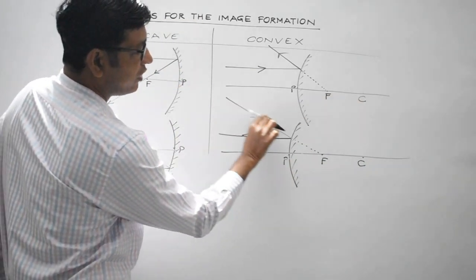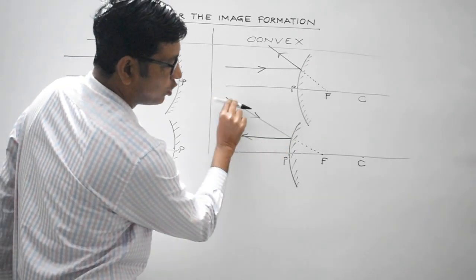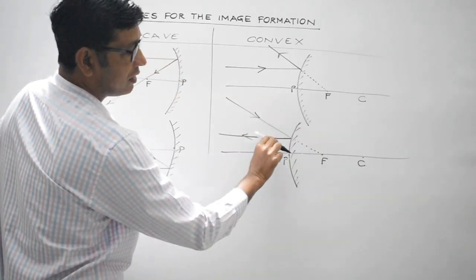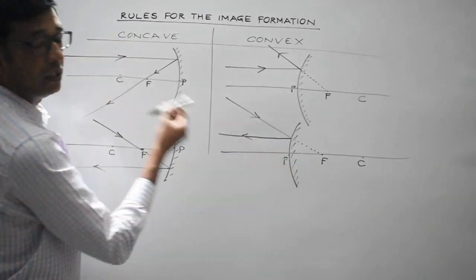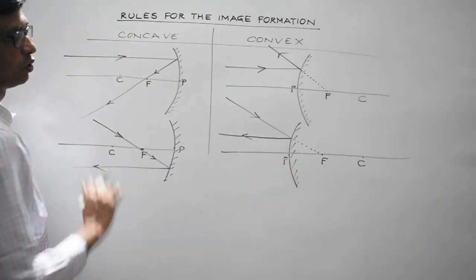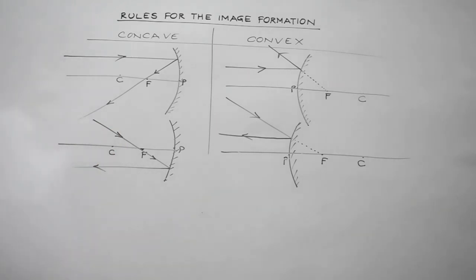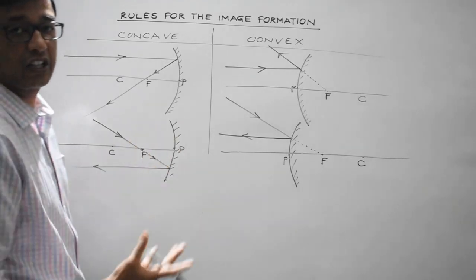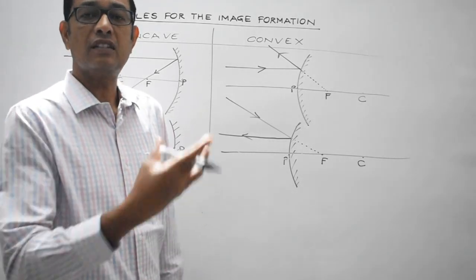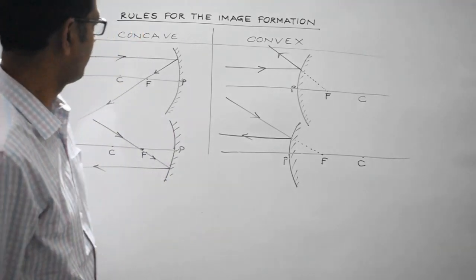So this is the incident ray which tends to pass through the focus. But before it reaches the focus, it will get reflected, and that reflected ray becomes parallel to the principal axis. So this is rule number 2, right? The second rule is: an incident ray passing through the focus, after reflection, becomes parallel to the principal axis.